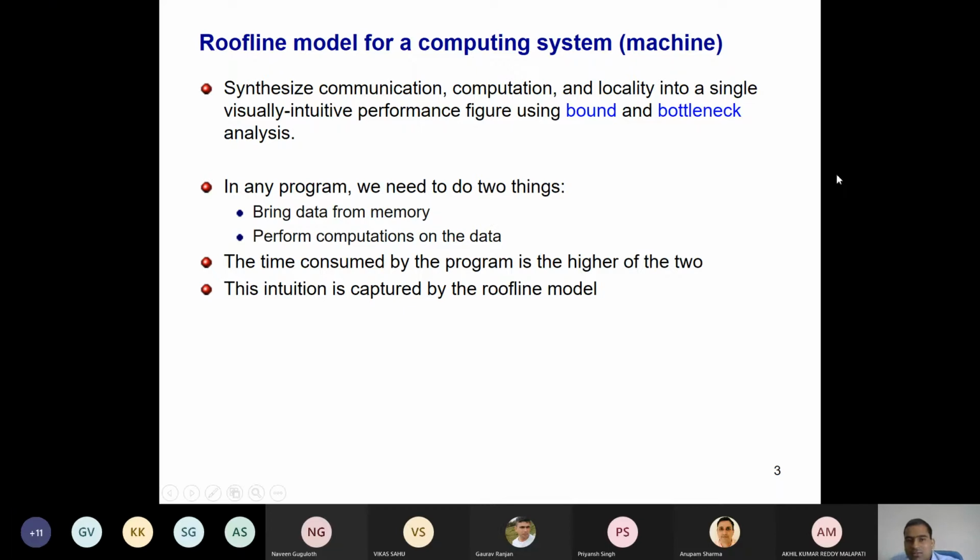Now in any program we do two things. One is we do memory access, right? Get the data and do the computation. I hope this is very simple. Now each of them takes some time, so the time consumed by the program is the higher of the two. If you're doing two things, whichever takes more time, that decides your total time. So this intuition is captured by the roofline model.